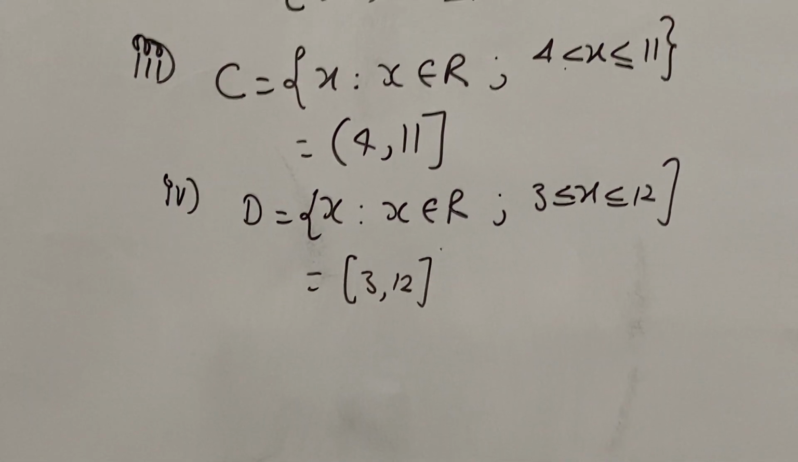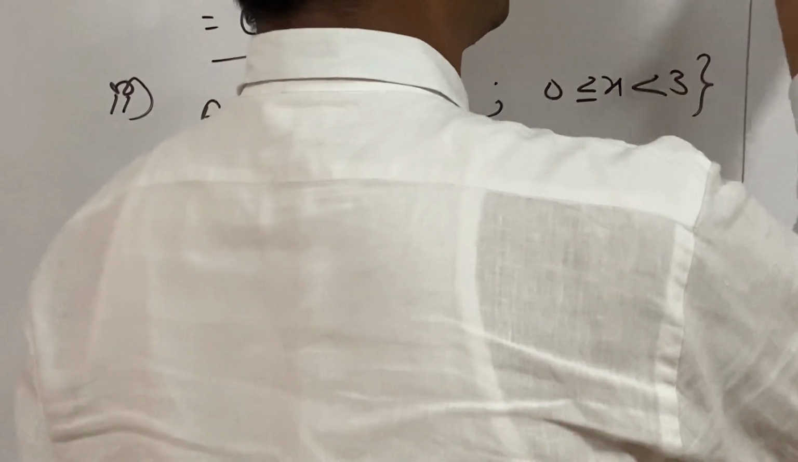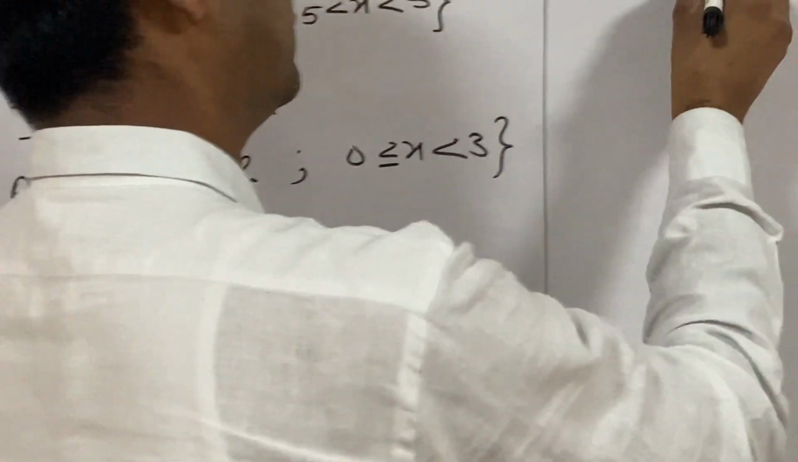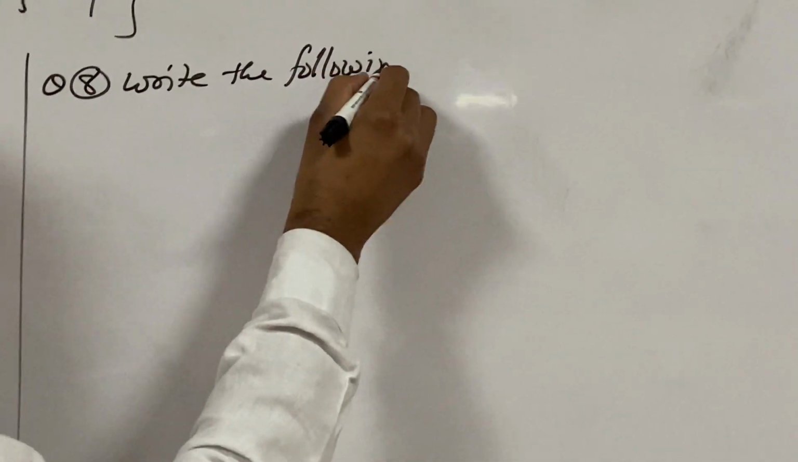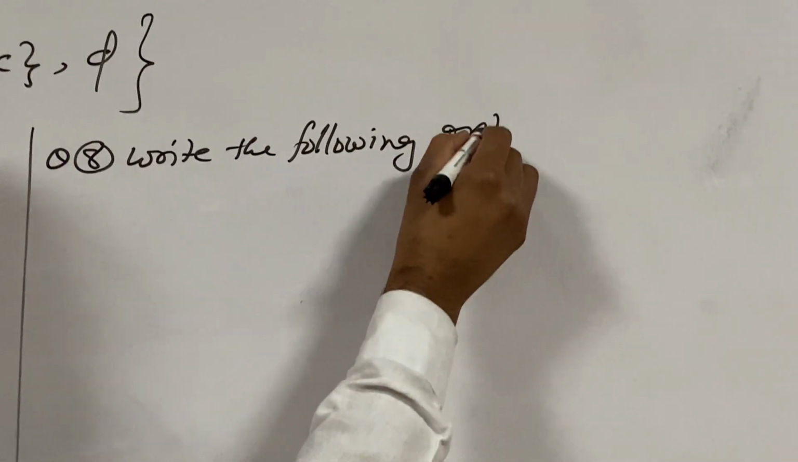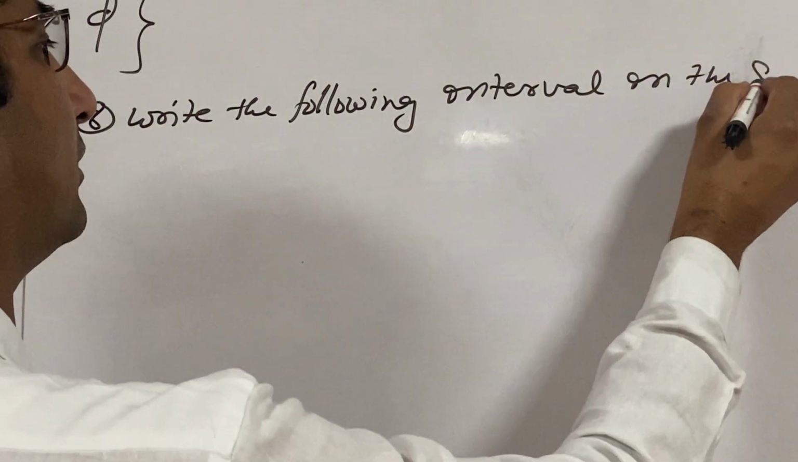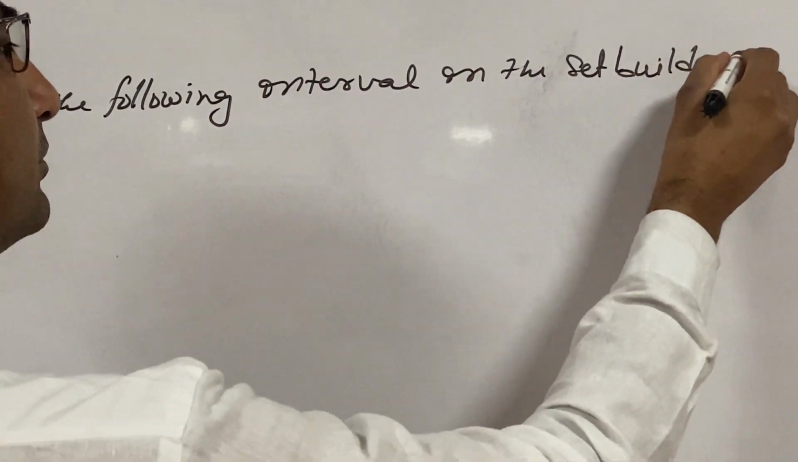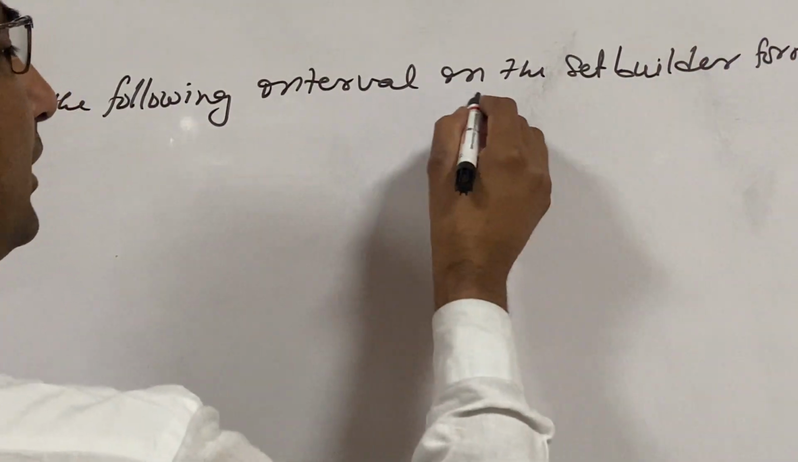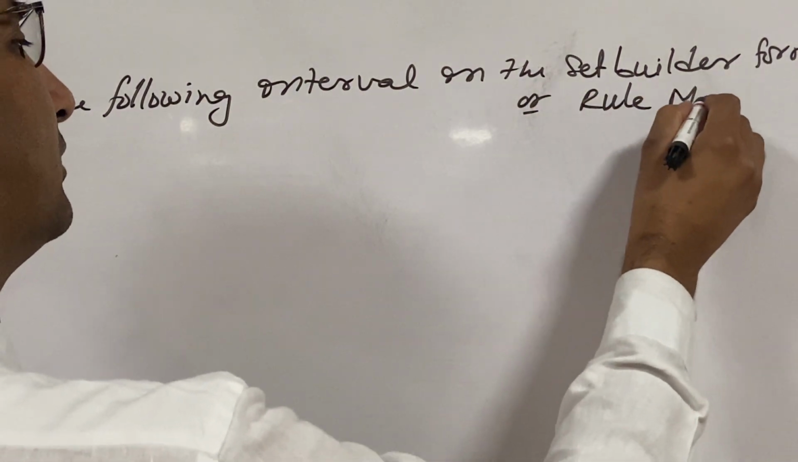Write the following interval in the set builder form. Question 8. Write the following interval in the set builder form. Set builder form, and you can say it is also called the rule method.